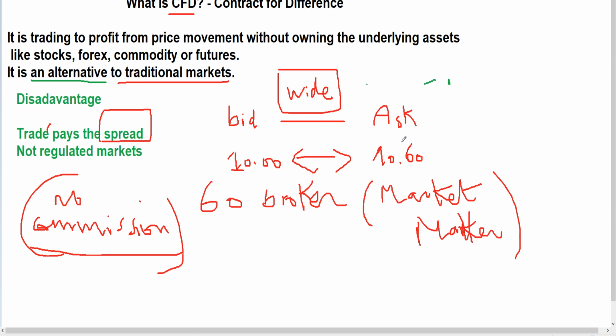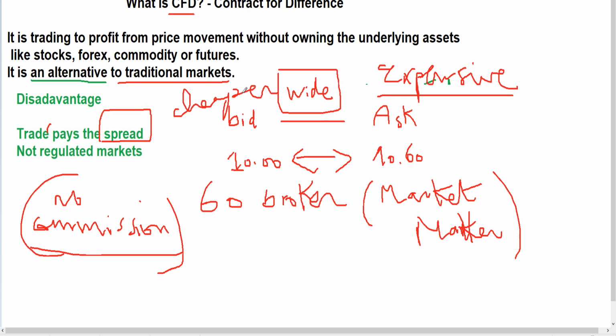So whenever you buy, you are buying more expensive than the real thing. You are buying more expensive from the ask, and then you are selling cheaper to your broker. Okay? So buying more expensive and you sell cheaper. So what does it mean? It means you are losing a lot of money from the spread. Losing a lot of money.